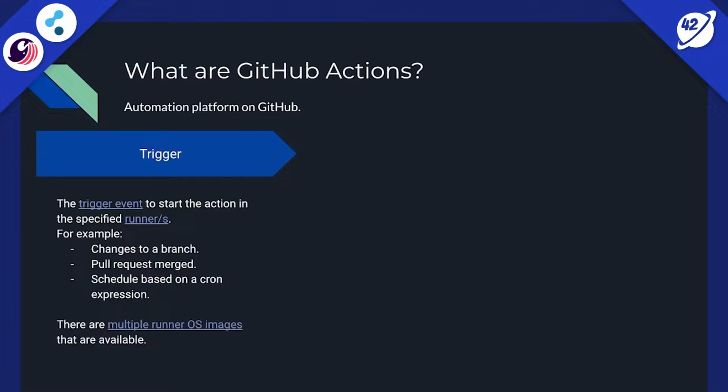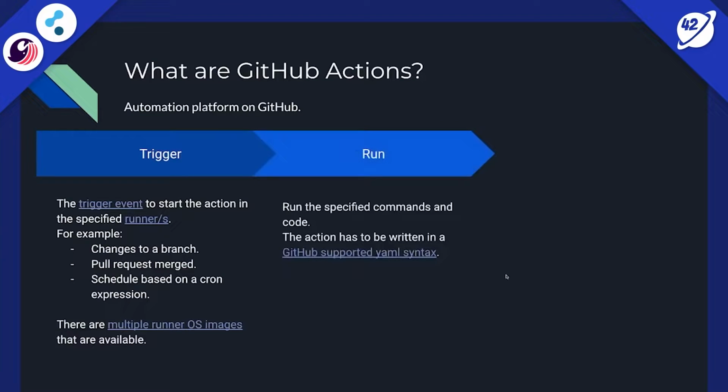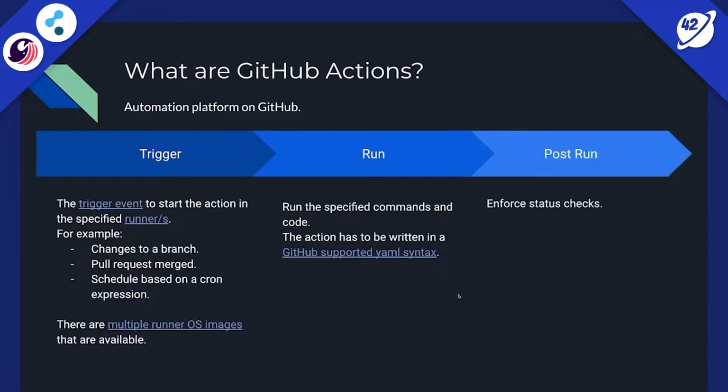And these actions run on GitHub hosted runners, which are basically virtual machines that they host in their environment. And at the moment, there are 3 operating systems that are supported by GitHub runners, and that would be macOS, Windows, and Ubuntu. And once the action is triggered, it actually runs. It runs the specified commands and code that you have set to run as a part of the action. And the way you define an action is in a YAML format using the syntax specified by GitHub.